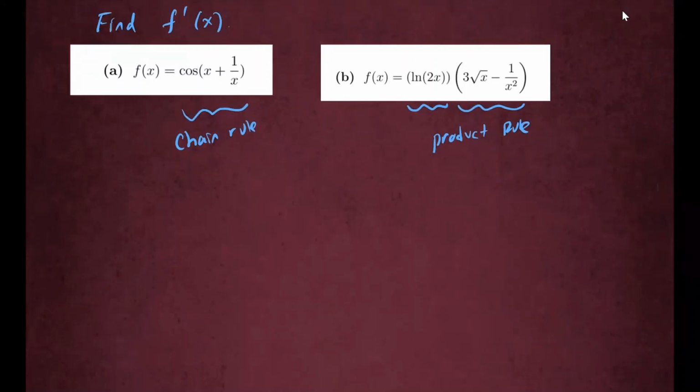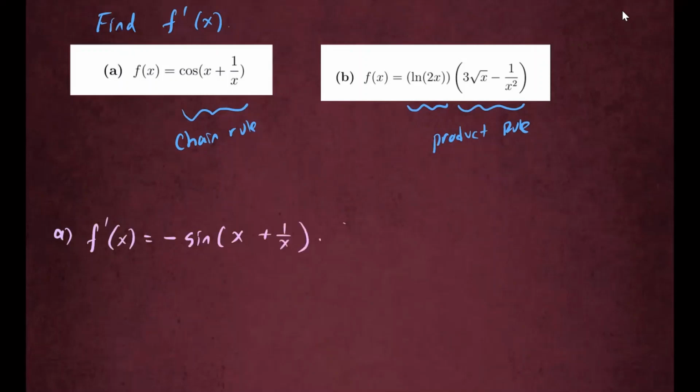So using the chain rule, first you differentiate the outer function, right? So outer function is cosine. What's the derivative of cosine? Negative sine. Right, so we keep the inside, so we have negative sine of the same thing inside. Now times the derivative of the inside, which is only this right here.